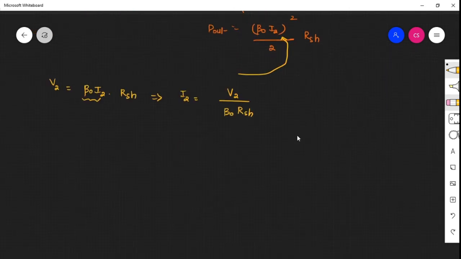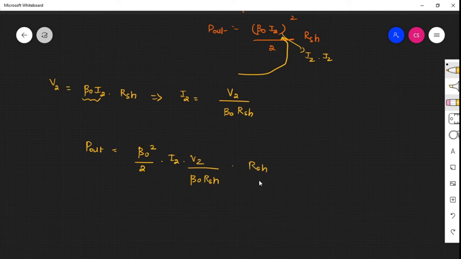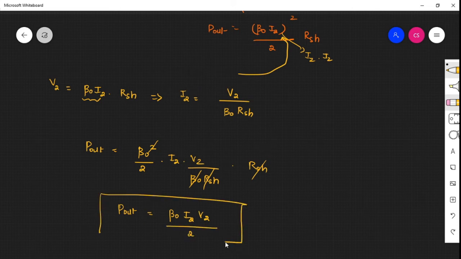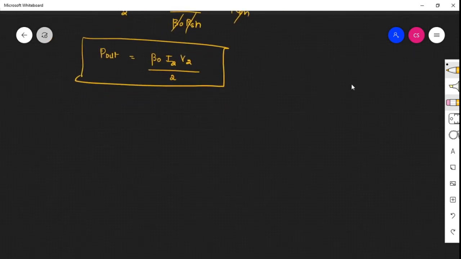So V out is equal to beta naught square by 2. I'm going to write I2 square as I2 into I2. So I'll have one I2 as such. The second I2 I'll substitute as V2 by beta naught into RSH, into, we have one more RSH term. So this RSH gets cancelled, beta naught gets cancelled. So therefore the power output is given by beta naught I2 V2, the whole divided by 2. This is the value of output power of the two cavity Klystron amplifier.